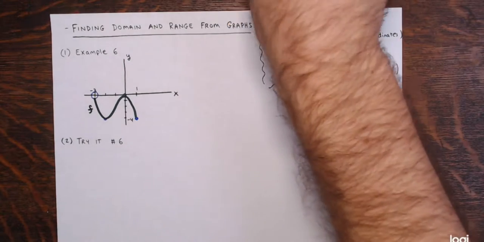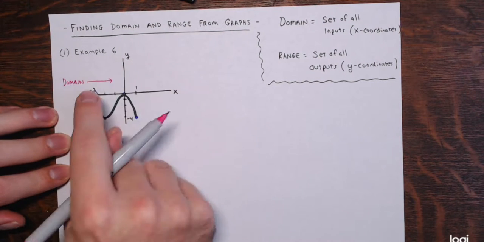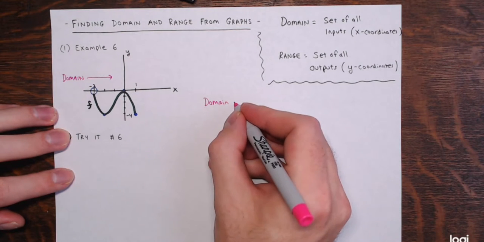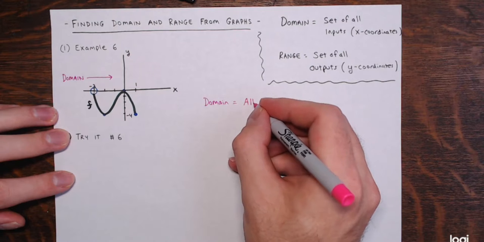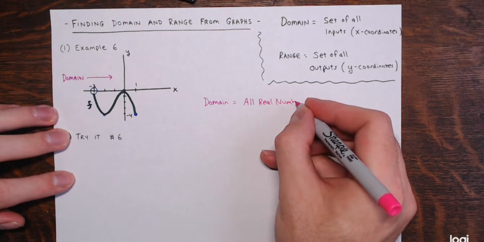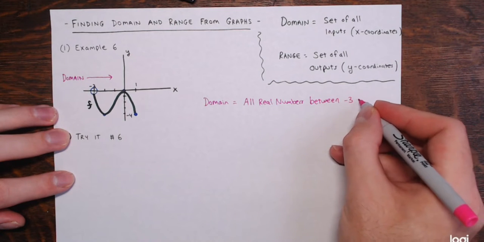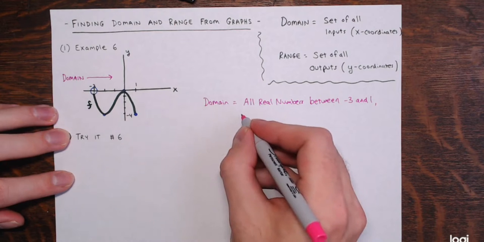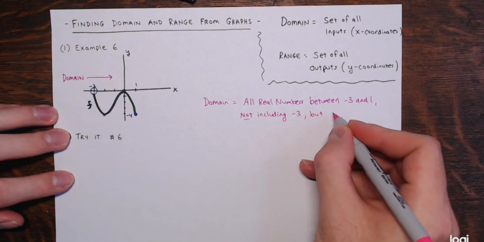I got this written out here. And for the domain, you're looking this way on the x-axis, at what x-axis values are used. So the domain here, you can describe it in words. It's all the real numbers between -3 and 1. Again, I'm looking on the x-axis, not including -3, but including 1. So you can describe the domain in words.